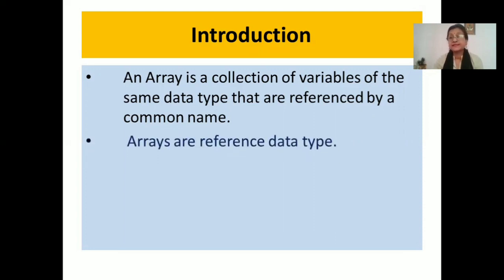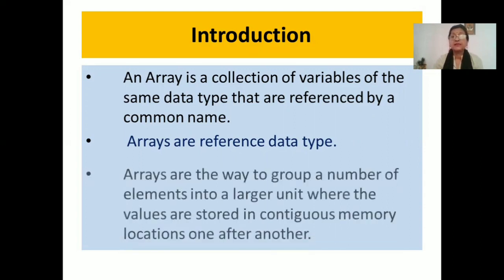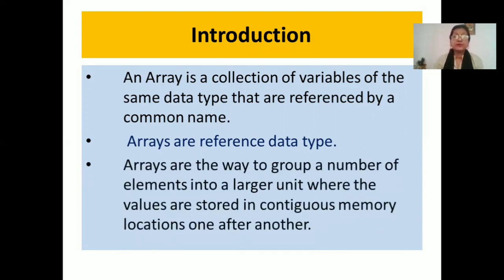Arrays are a reference data type. You know there are two types of data, primitive and reference. Primitive data types are inbuilt data types, and arrays as well as objects are reference data types. Arrays are a way to group a number of elements into a larger unit where the values are stored in continuous memory locations one after another. Means it is a set of values. So how are these values stored? These values are stored one after another as a group inside the computer's memory.